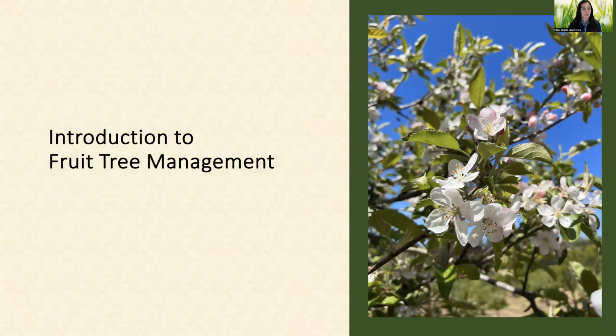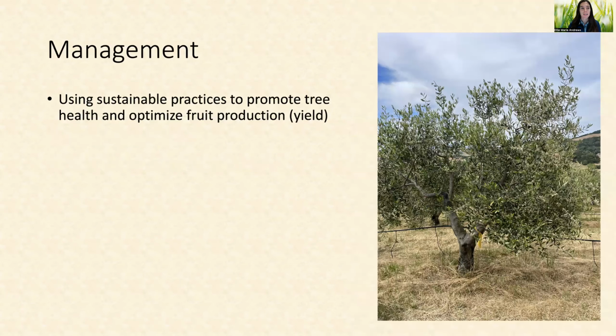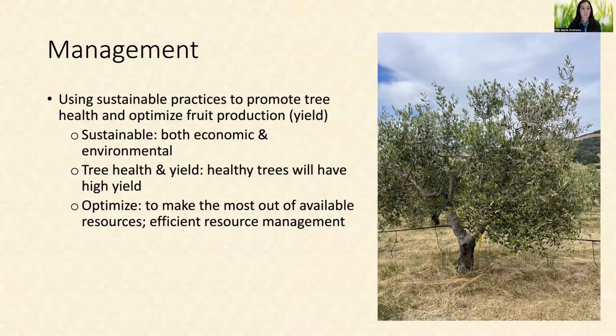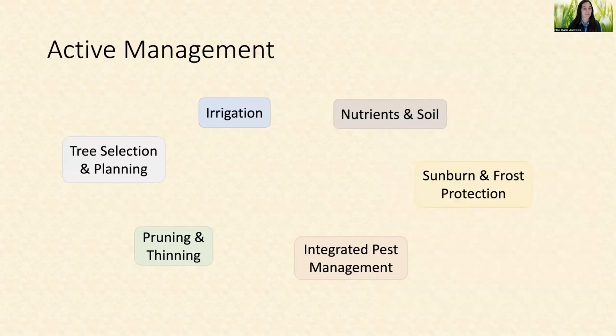So I'm going to start with an introduction to fruit tree management in a big picture sense. When we say management, we're talking about using sustainable practices to promote tree health and optimize fruit production, also known as yield. When we say sustainable, we're talking about both economically and environmentally sustainable. Tree health and yield is just referring to the fact that healthy trees will have higher yield. And I'm using the word optimize here just to illustrate that we want to make the most out of available resources in any situation. So essentially, this is just efficient resource management at whatever scale you're at.